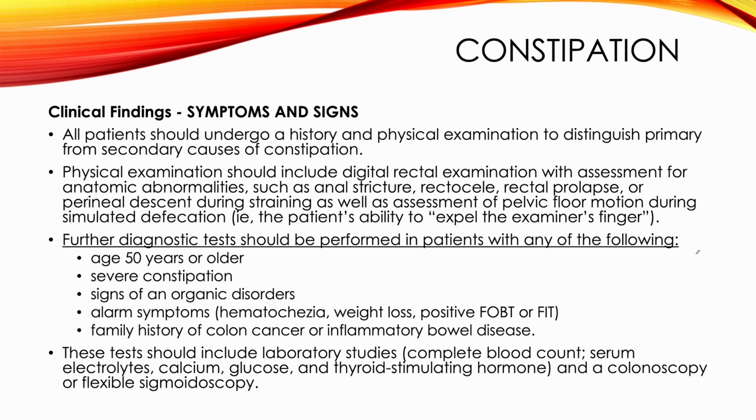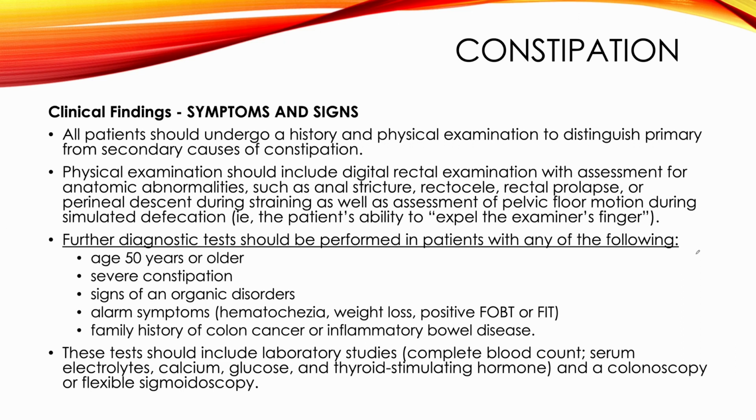Patients should all undergo a history and physical exam, trying to figure out whether this is in fact primary, or if there's some sort of secondary cause of constipation to attribute it to. The physical exam should definitely include a digital rectal exam, looking for abnormal anatomic variants, anal strictures, rectocele, prolapse, and pelvic floor motion. You can have the patient try to push out the examiner's finger and feel the simulated defecation or the pelvic floor motion.